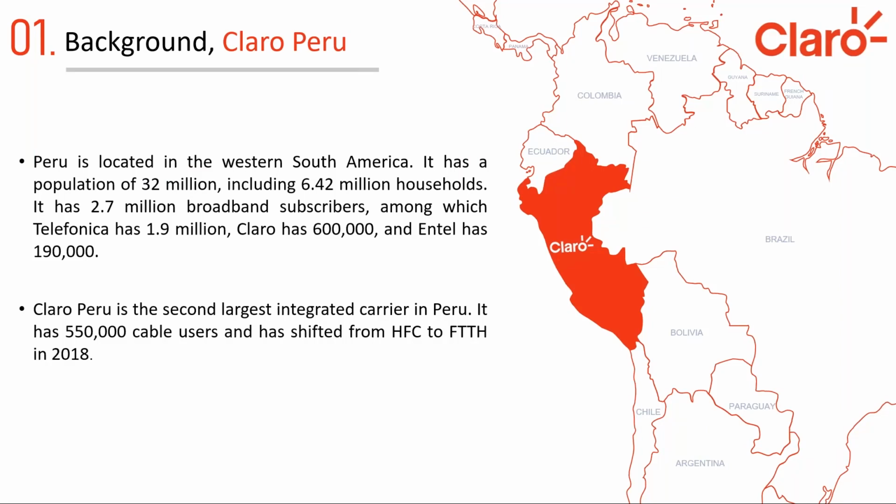This part is a very brief introduction regarding Peru, where it's located, how many users it has, and where we are. Peru is located in South America, and it has 32 million people, and from them we have 2.7 million broadband subscribers among different operators. And as Claro, we have 600,000 subscribers in fixed network.